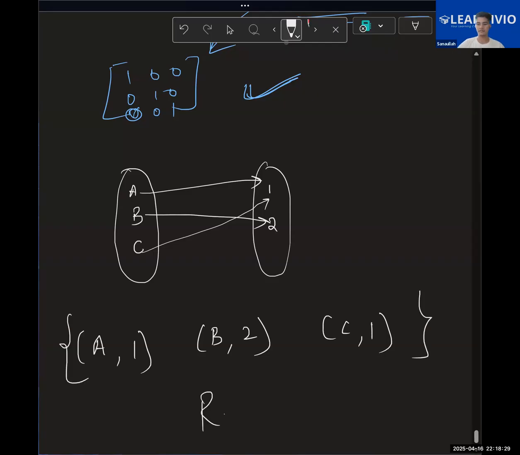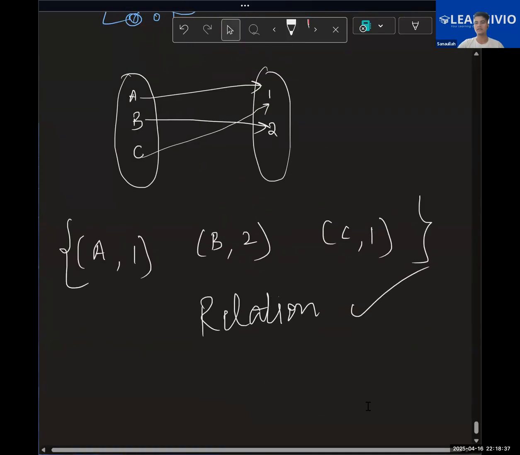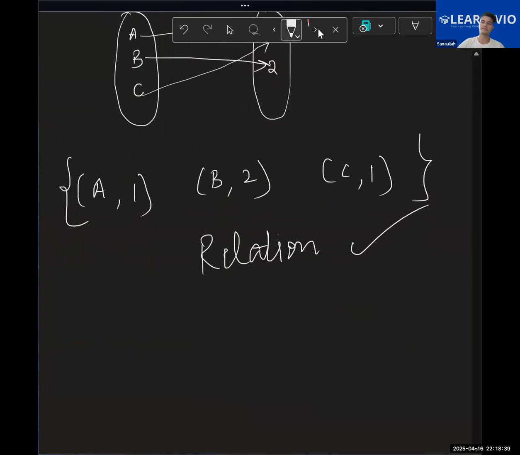If I ask whether this expression is a relation or not, you will say this is a relation. But if I ask whether this relation is a function or not, then to check that, you have to check the first thing: an element of a domain must have only one image, one and only one image in set B.